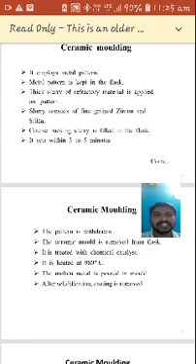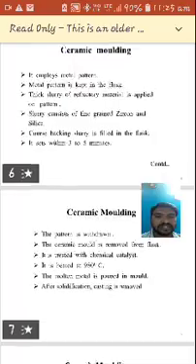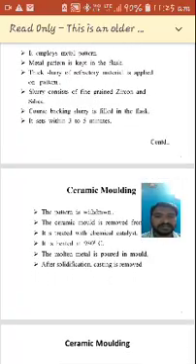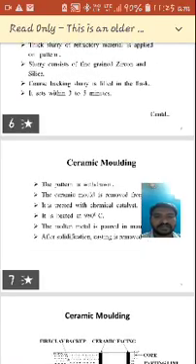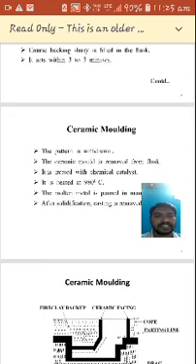It sets within 3 to 5 minutes, so it will be ready within 3 to 5 minutes. Now the pattern is withdrawn and the ceramic mold is removed from the flask. It is treated with a chemical catalyst and heated at 980 degrees centigrade.